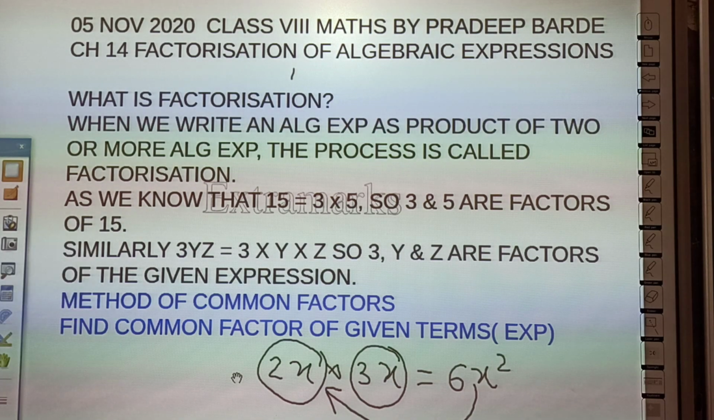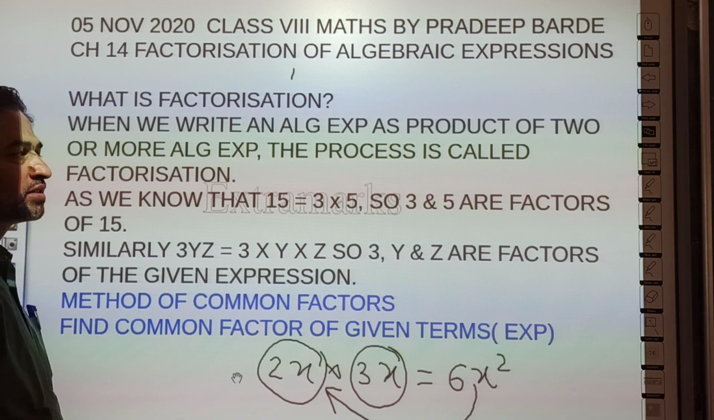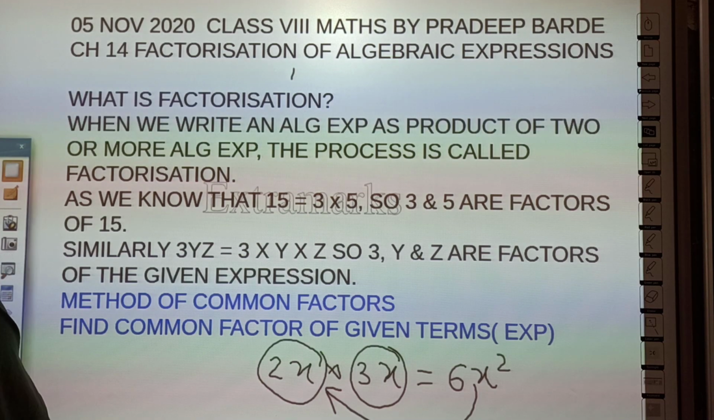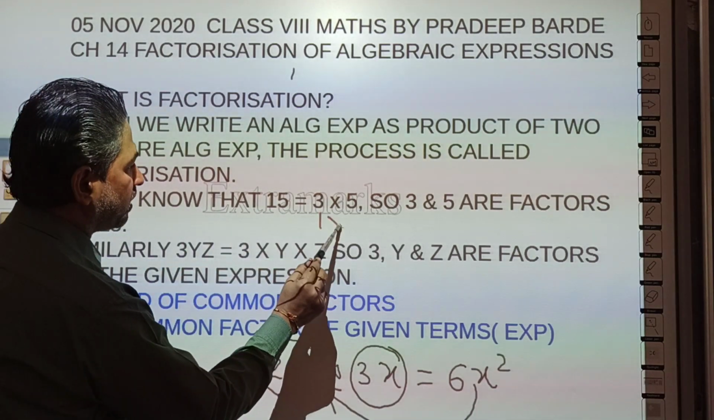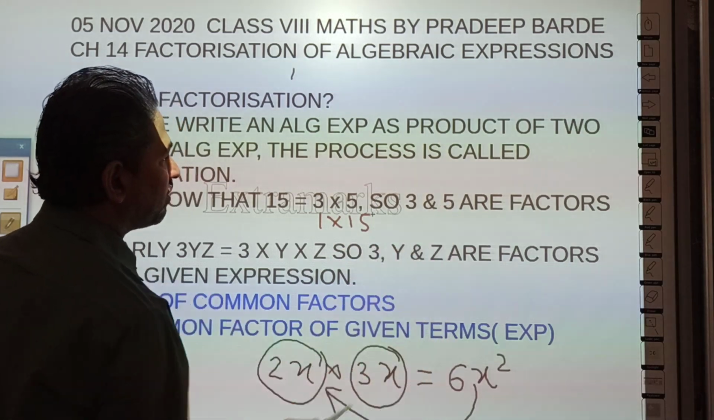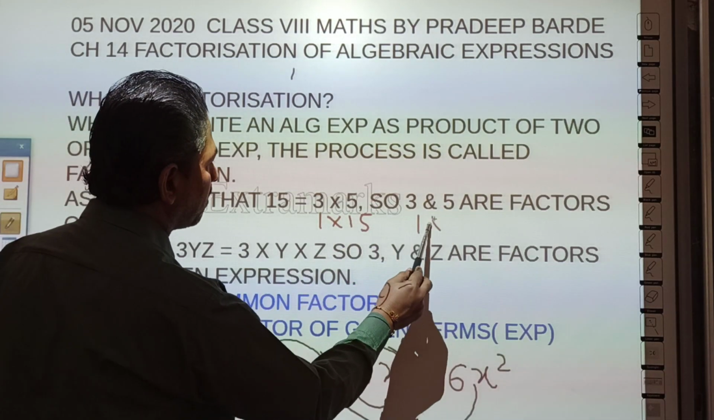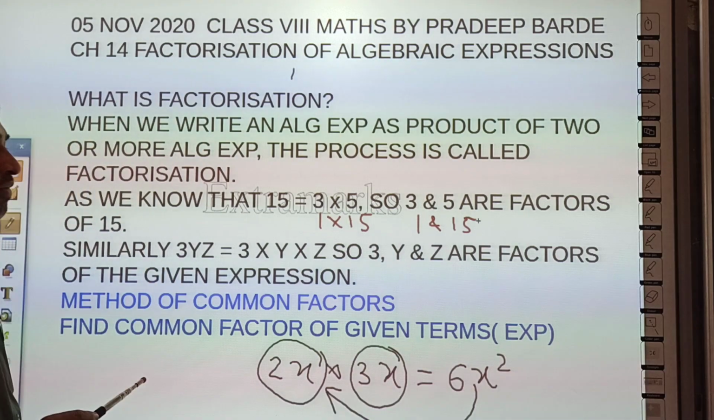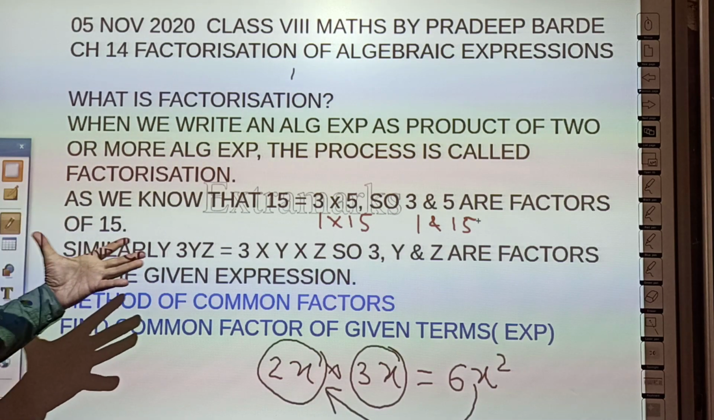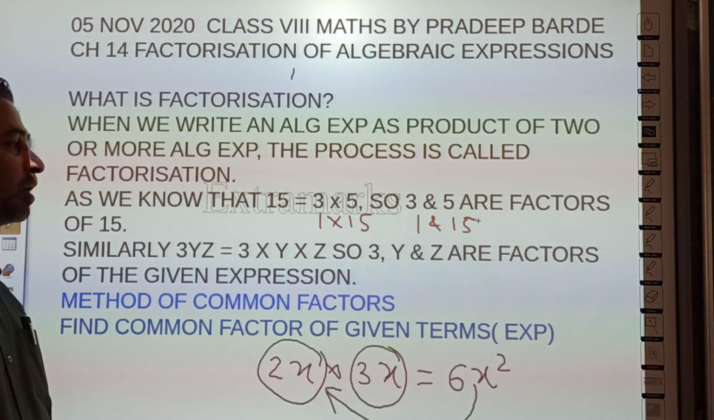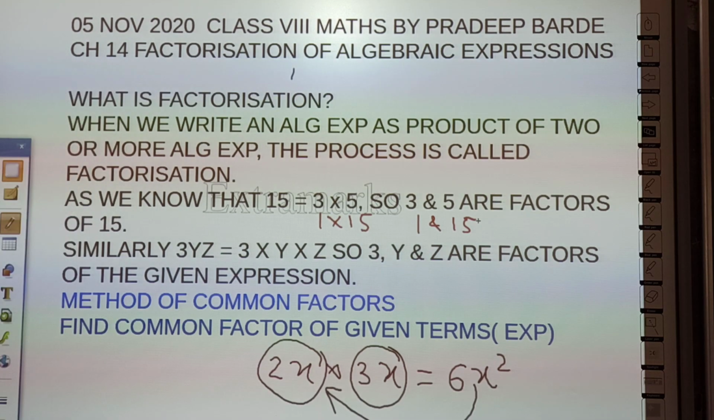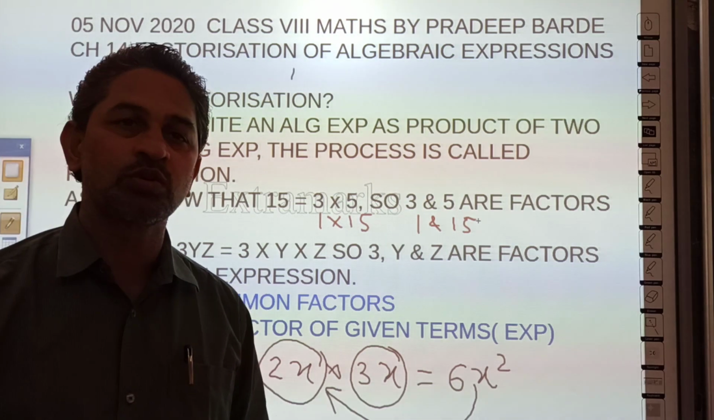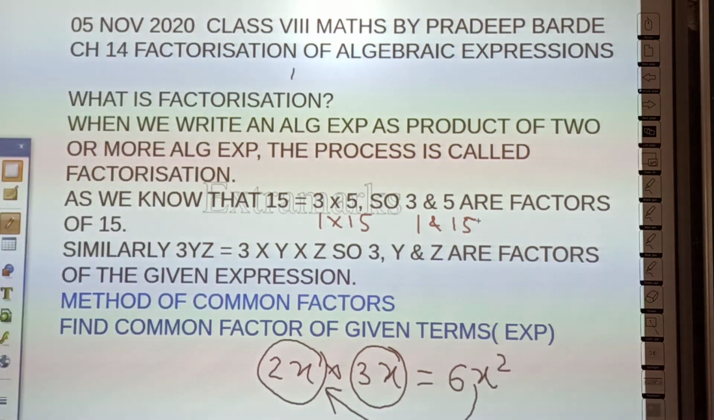You can see the example here. As we know that 15 can be written as 3 into 5. It can also be written as 1 into 15. So we can say that 3, 5, 1 and 15 are the factors of 15. So when one term is given to you and we have to write it as the product of two or more algebraic expressions, then we say that these are the factors and the method is known as factorization.